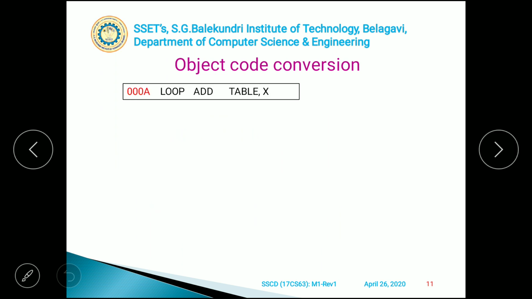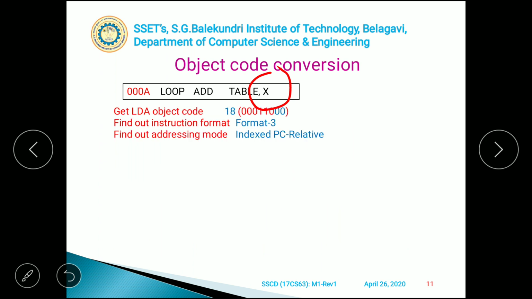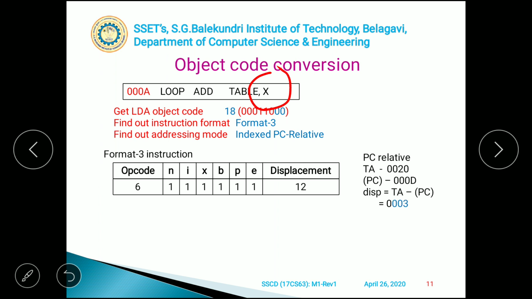So this is indexed because you are using X here. Okay, indexed PC relative. You will come to know why it is PC relative: if the relative distance is within minus 2048 to plus 2047, then you can call it a PC relative, otherwise it's a base relative. So format 3 instructions, you use it here.